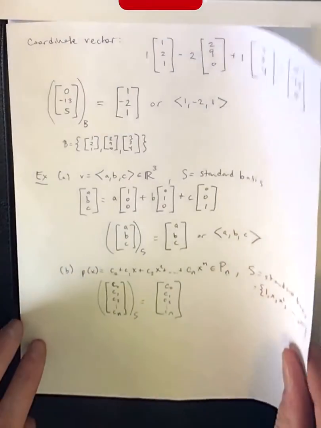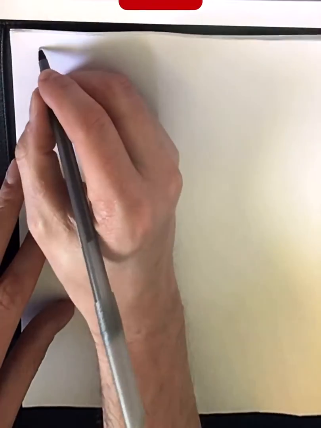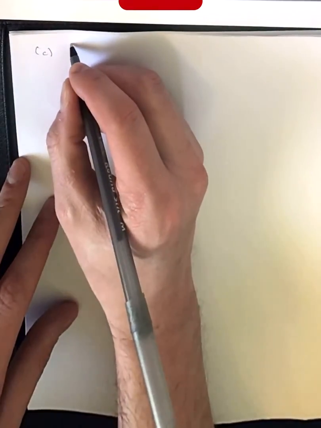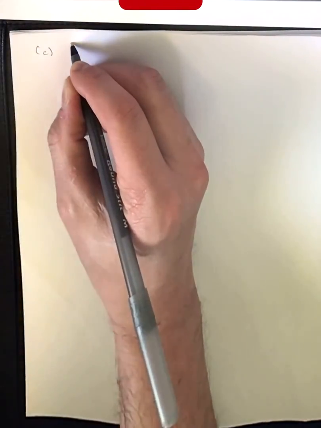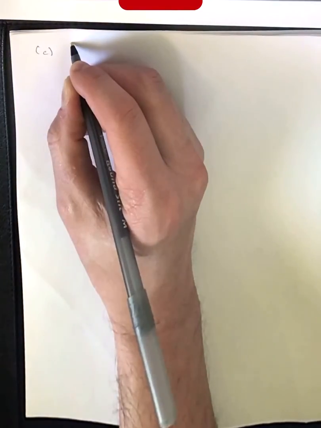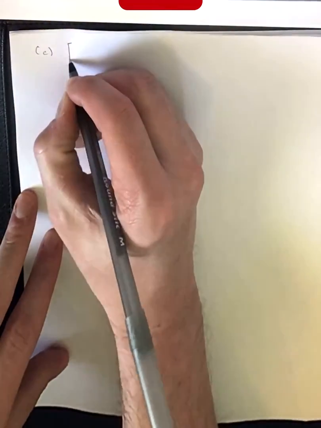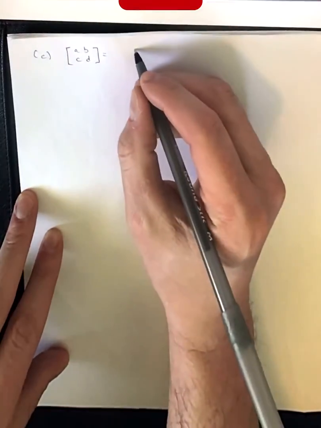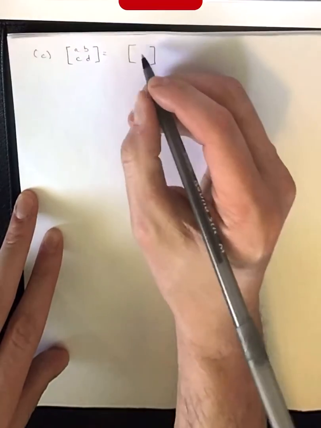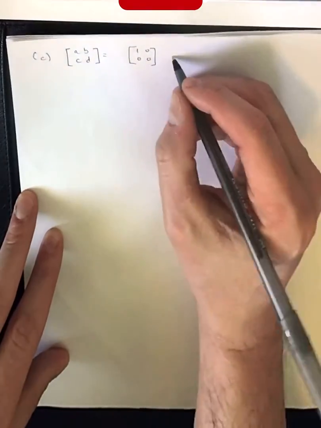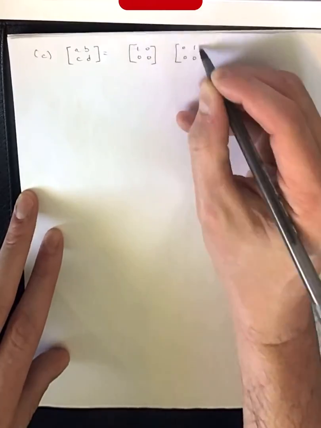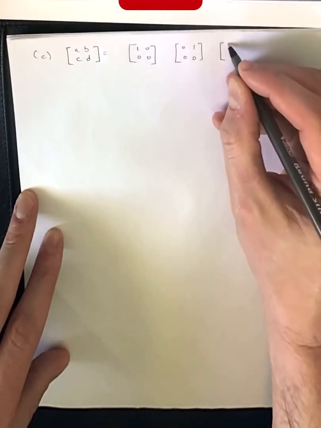So let's take a look at the third one. Actually it's not different, sorry, I was thinking of a different problem. But A, B, C, D, if I want to write that as a linear combination of the standard basis in M22, and by the way, M22, this is the standard basis.